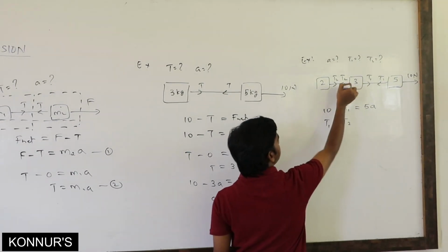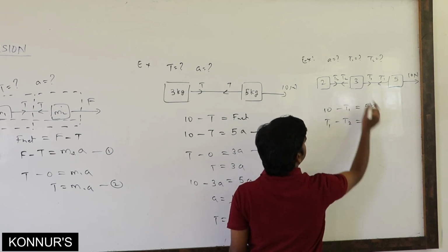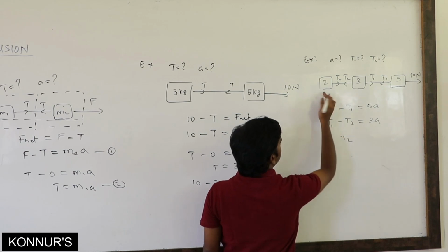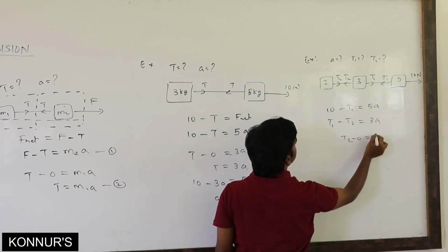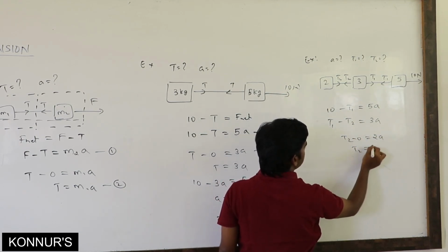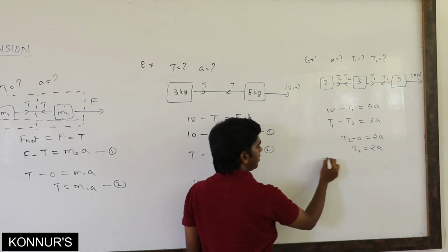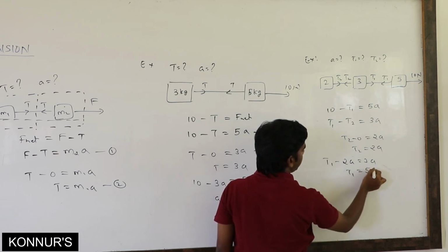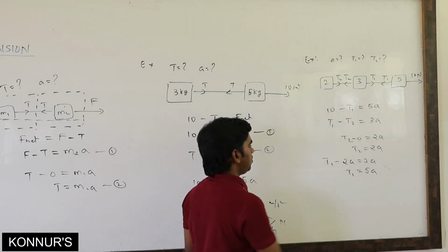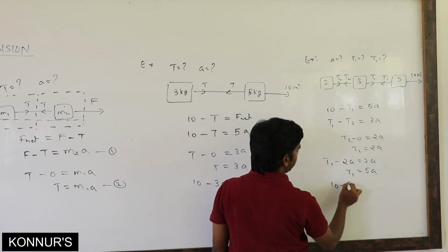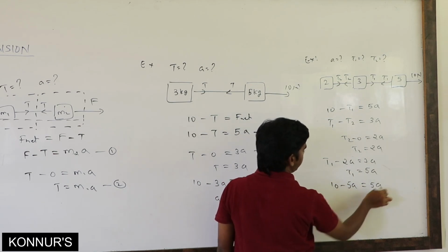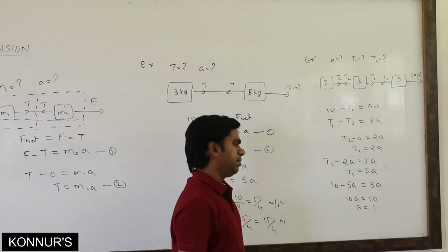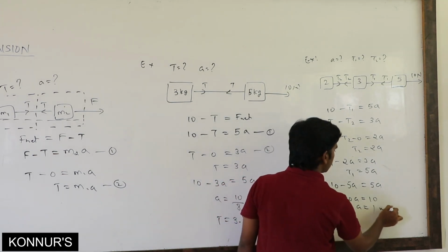Minus here T2 is there. So you will get mass into acceleration. Similarly on this one, T2 on this side, nothing on the other, equals 2A. So T2 equals 2A. Substitute here: T1 minus 2A equals 3A. So T1 is 5A. Substitute T1 here: 10 minus 5A equals 5A. So 10A equals 10. So acceleration is coming as 1 meter per second squared.